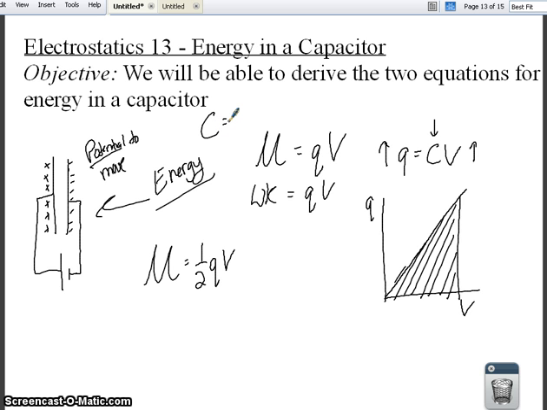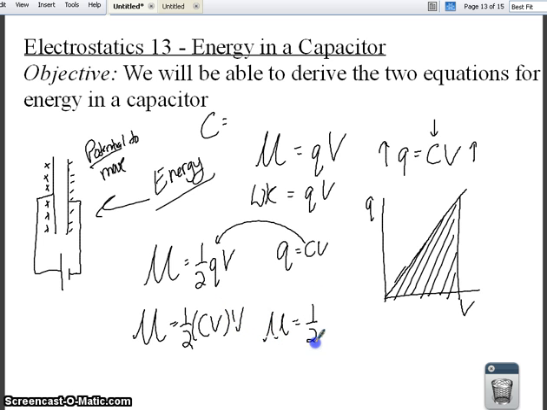Okay, so we get our second equation because we know that Q equals C times V. And so if we want to relate it, we can plug this into here. So we get U equals 1/2 C times V times V. Or we get energy in a capacitor is equal to 1/2 C V squared. So these are our two equations for energy in a capacitor, and both these equations are going to give us an answer in joules, standard units.